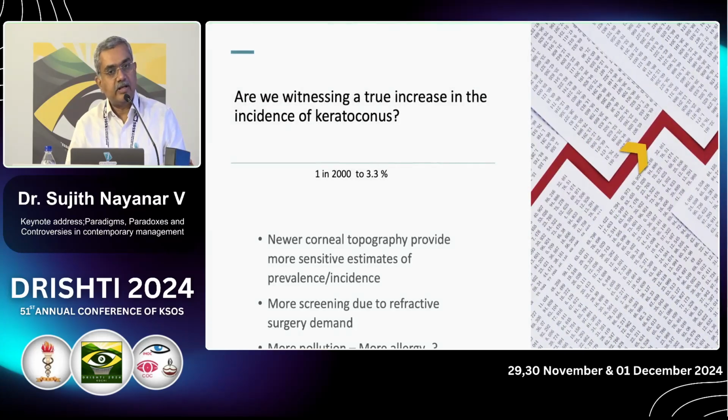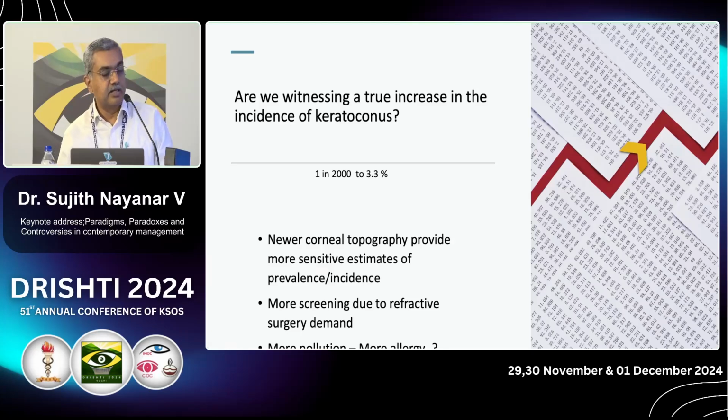So, are we really witnessing a true increase in the incidence of keratoconus? We don't know, because the prevalence, when we were studying, was 1 in 2,000. Now it has crossed 3.3% in India, and more than that in other countries like Saudi Arabia. Probably we are picking up more cases.